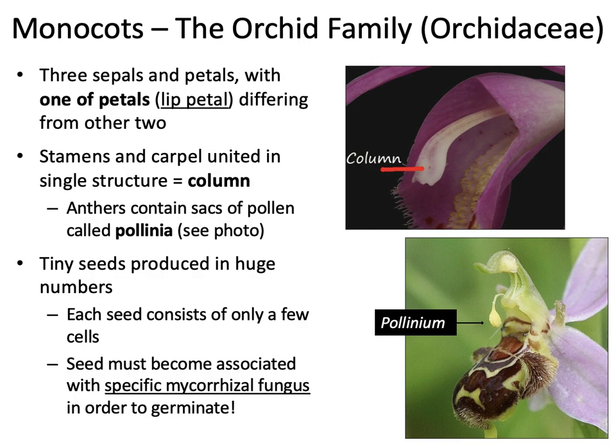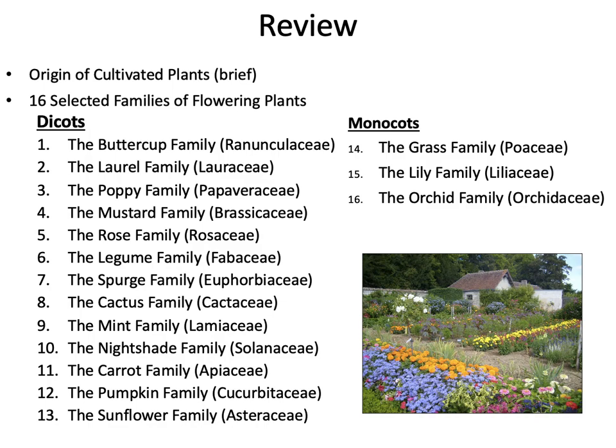So, highly specialized plants. All right, well, in review, we've now learned all about the origin of cultivated plants, which is to say, where did our modern crops evolve on our planet? And we've learned a list of 16 different flowering plant families and some of their human uses.